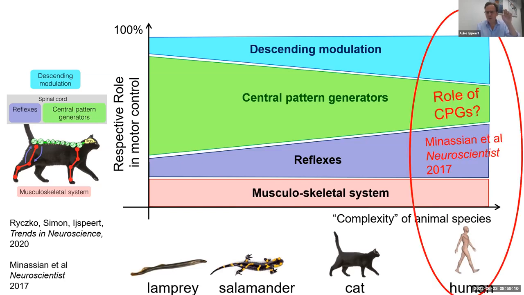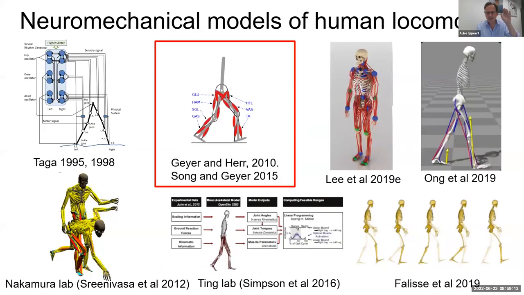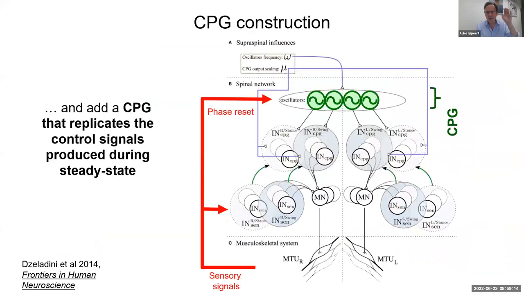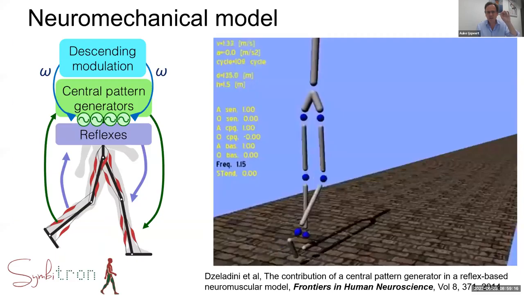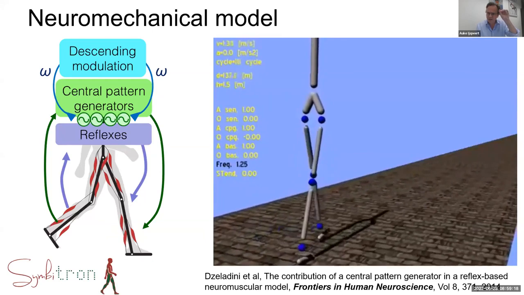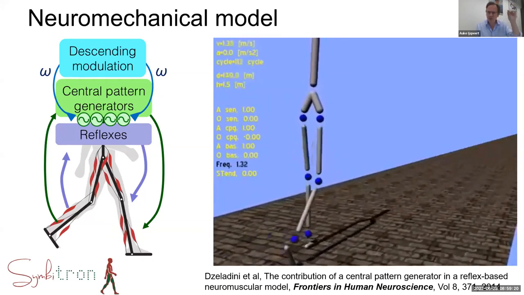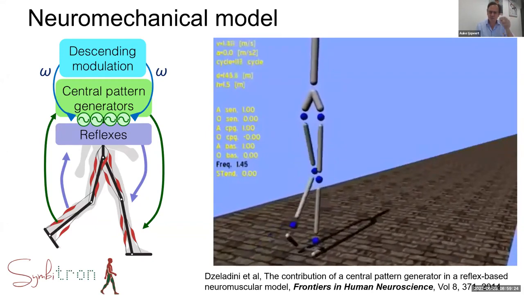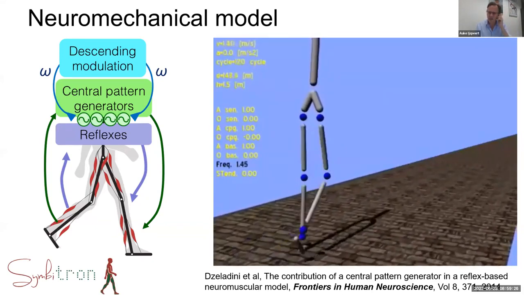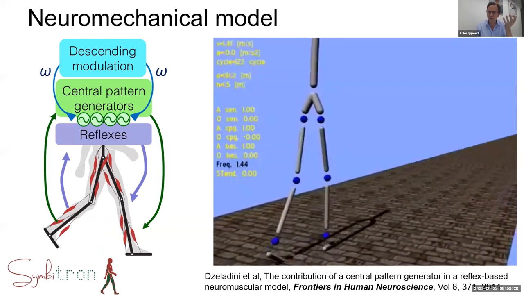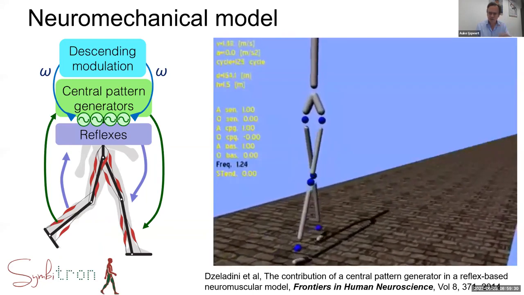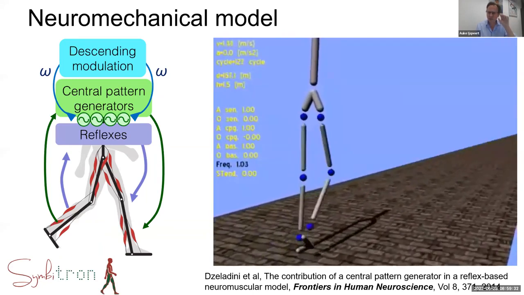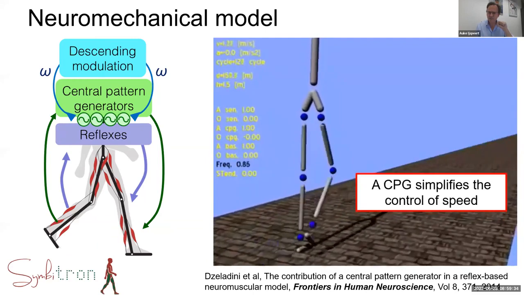And we have a whole paper that studied that, but I'm much too late, so I skipped the whole thing. But the whole idea of the modeling we did on human locomotion is starting from a sensory-driven system. By adding just oscillators to the hip, we can be very good at speed control. Something that would be very hard to do in a purely sensory-driven signal.